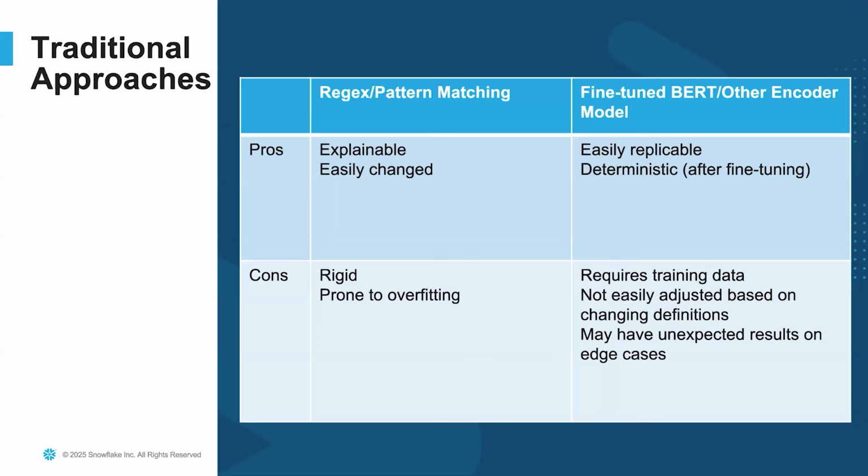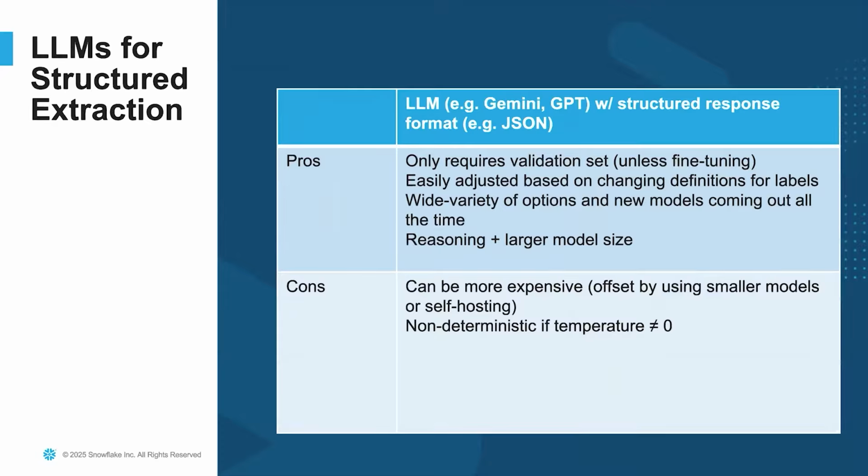But in this case, in order to fine-tune a BERT model to perform well on this task, you will possibly need thousands of reports that were annotated by a human. And that means that it's not very easily adjusted based on changing definitions. So if you decide that you want a different label set or you have a different definition for a certain label, you have to make a whole new validation set and train a new model. And it may also have unexpected results on edge cases.